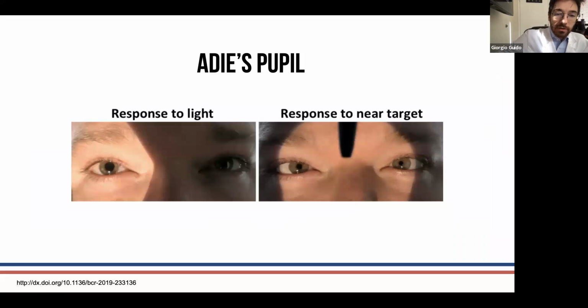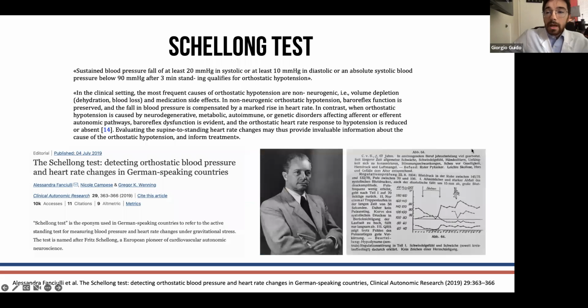Another thing that you can also clinically monitor is the pupillary response to light. Adie's pupil or tonic pupil is the sign of light-near dissociation. So the eye doesn't respond to light, but it responds to a near target. Two tests that we can do to practically assess autonomic functions are the Schellong test and the spoon test.